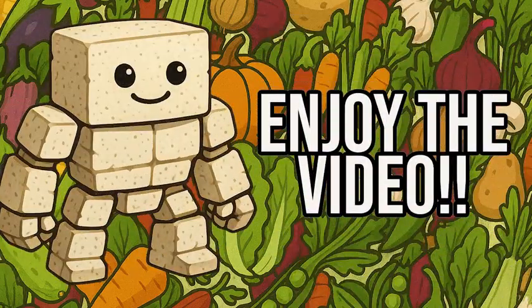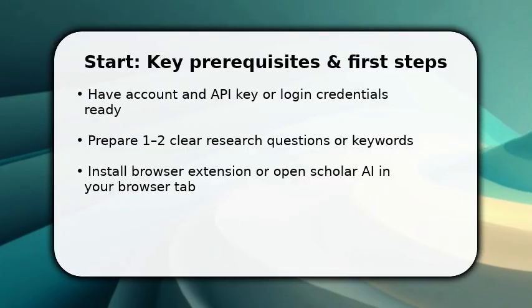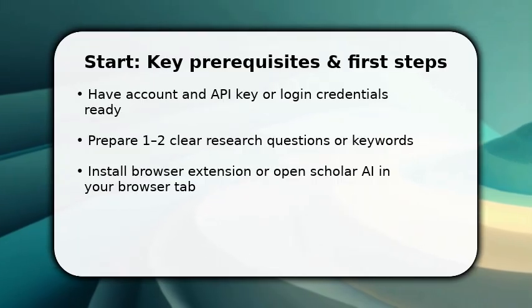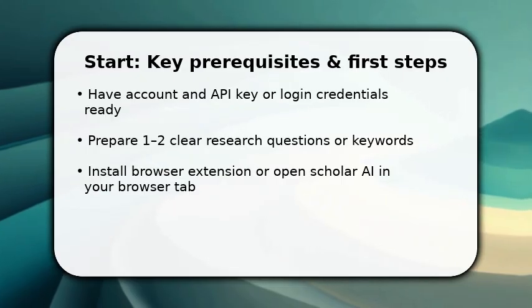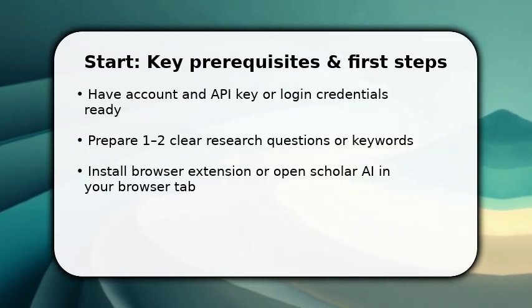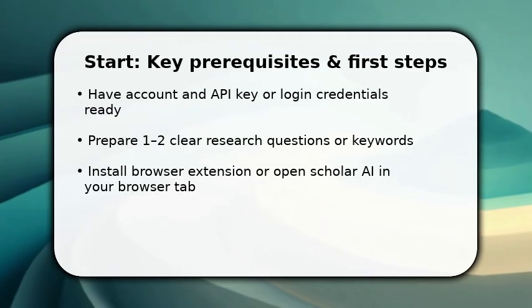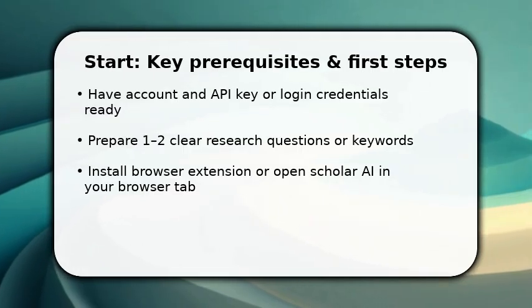Please enjoy the video. You begin by confirming the essentials. You have your account and any API key or login ready, plus 1 or 2 focused research questions. Once done, open Scholar AI and sign in. Make sure the extension is enabled if you installed one.